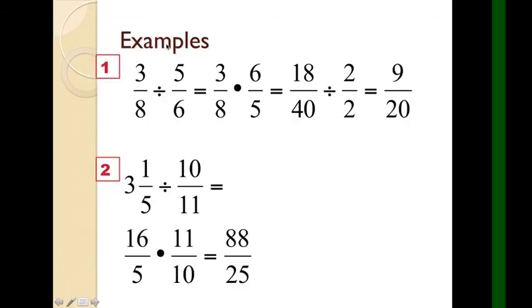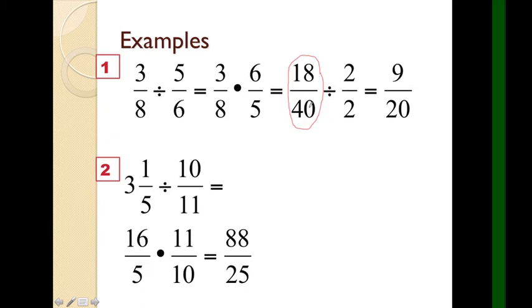Another example. So, we have 3 over 8 divided by 5 over 6, which is equal to retain the first term, 3 over 8, multiplied by the flip or the reciprocal of 5 over 6, which is 6 over 5. Then 3 times 6 is 18, and 8 times 5 is 40. Now, what do they call this? The common term, or should I say, the GCF of 18 and 40, or the lowest term of 18 and 40.